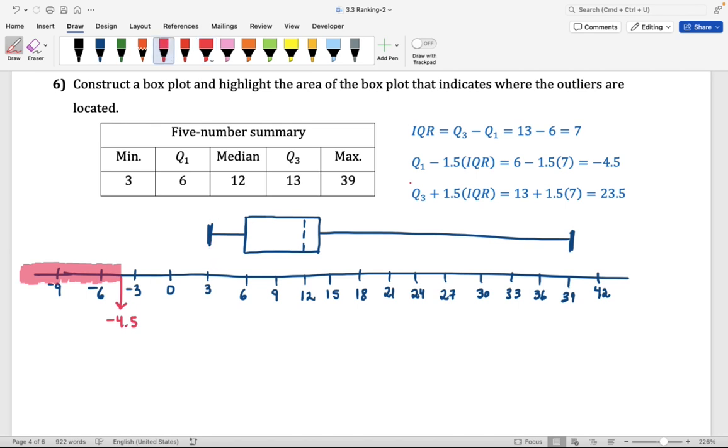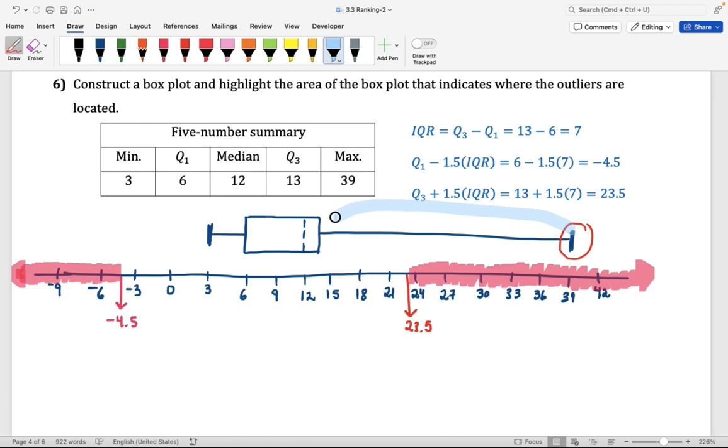Now, here on the right, if you have any data values above 23.5, then those are going to be outliers. Here, we see that the maximum, which is 39, is an outlier. Is it possible that we have more outliers? Yes, it's possible. Why? Because 25% of the data values are between Q3 and the maximum. So it could be the case that we have more data values above 23.5. However, we're not sure. We only know that x equal to 39, which is the maximum, is an outlier.